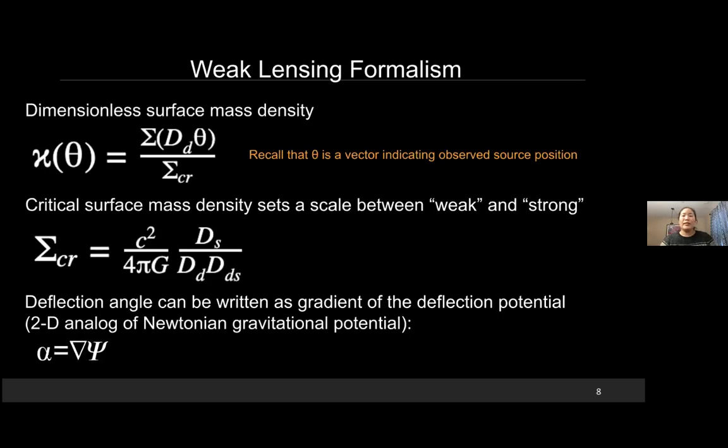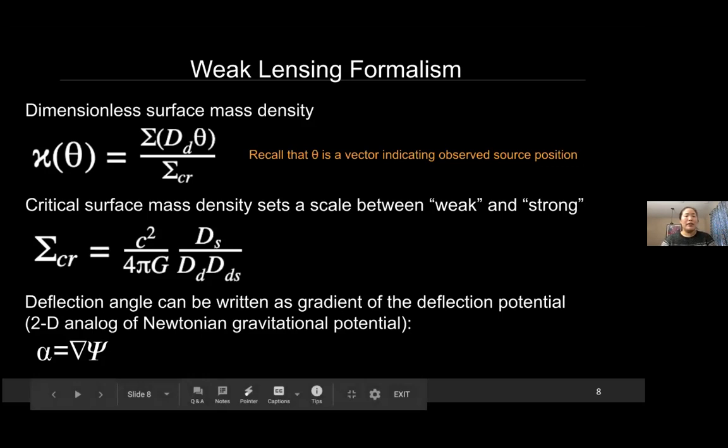But in the cases that I'm talking about in this talk, and the more ubiquitous case in the universe, we have a weak lensing effect, where the critical surface mass density is actually larger than any particular surface mass density of a lens.